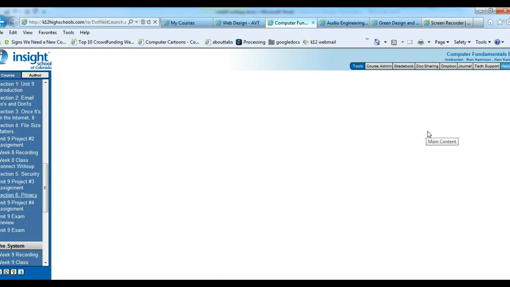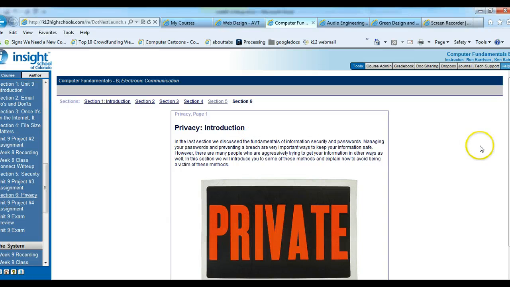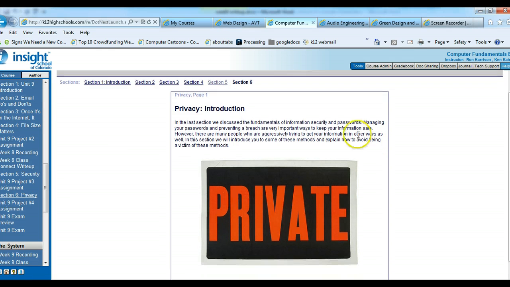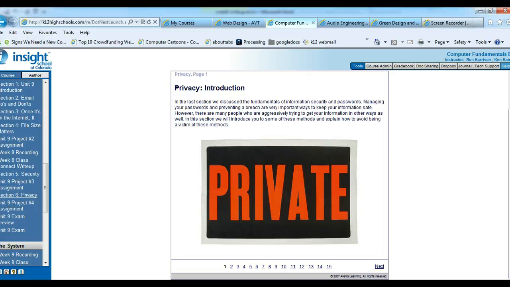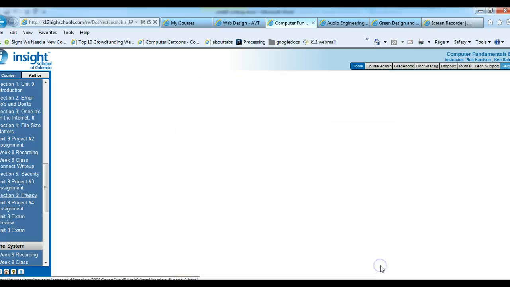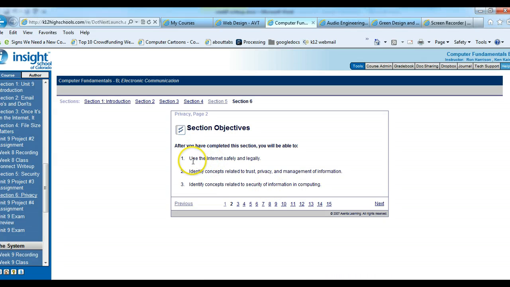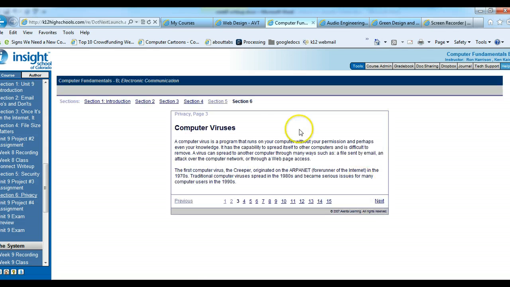So we'll run through this and learn some information from it. Now we're looking at privacy. Obviously you want to keep your information private. That not only means the information you have on your computers, but even access to your computer. We talked about that before with passwords and such. In this section, we're going to look at how to use the internet safely and legally, identify concepts of trust and privacy, and identify security concepts related to security of information.